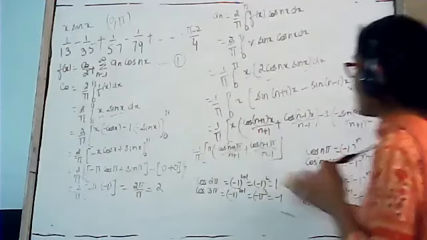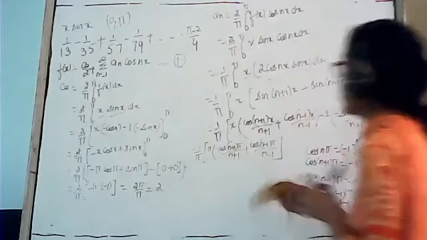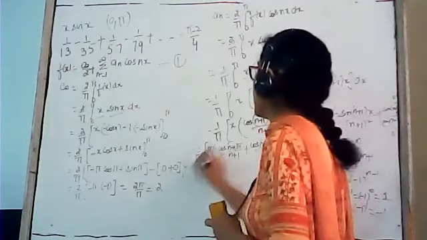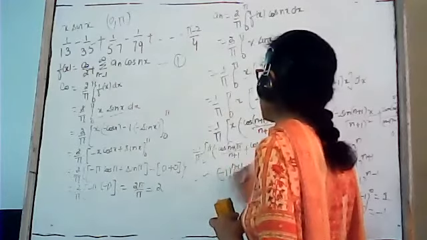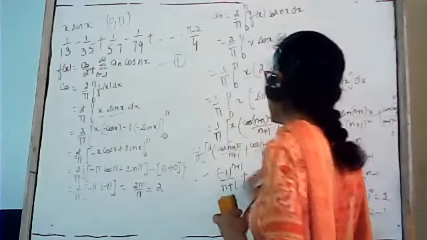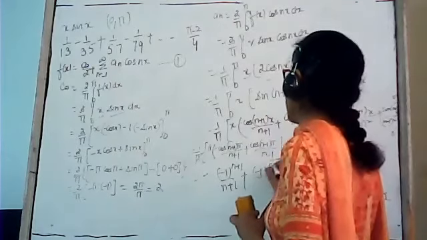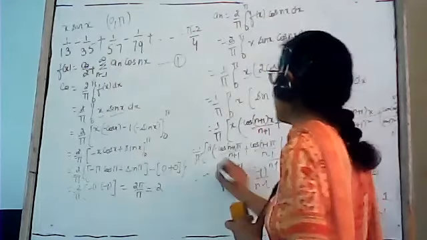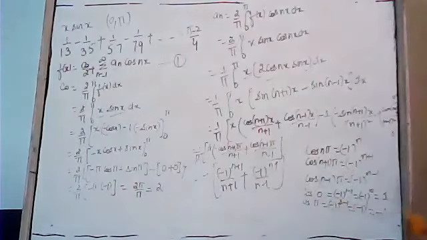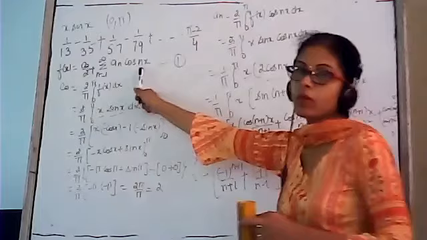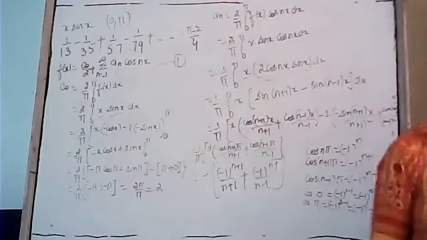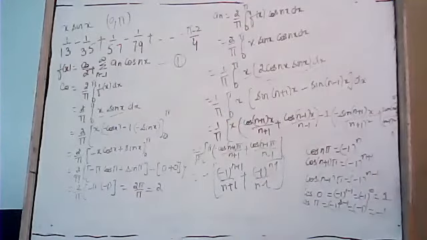So substitute these values over here, you will get pi and pi will be cancelled out. You will get, this is equals to minus 1 the power n plus 1 upon n plus 1 plus minus 1 the power n minus 1 upon n minus 1. So substitute the values of a0 and an in equation number 1. Put karo beta values. Substitute the values in equation number 1.